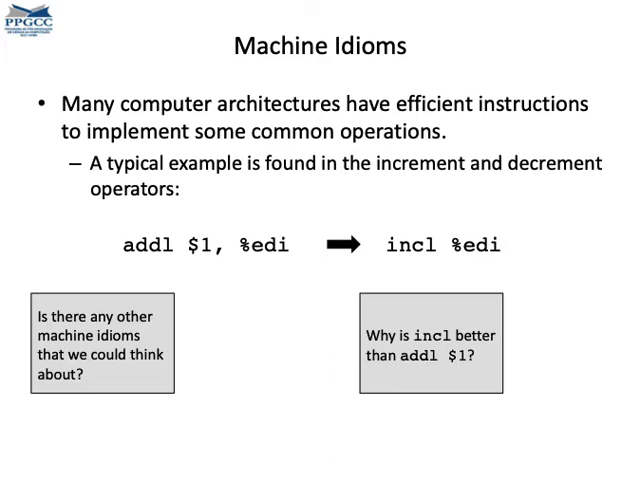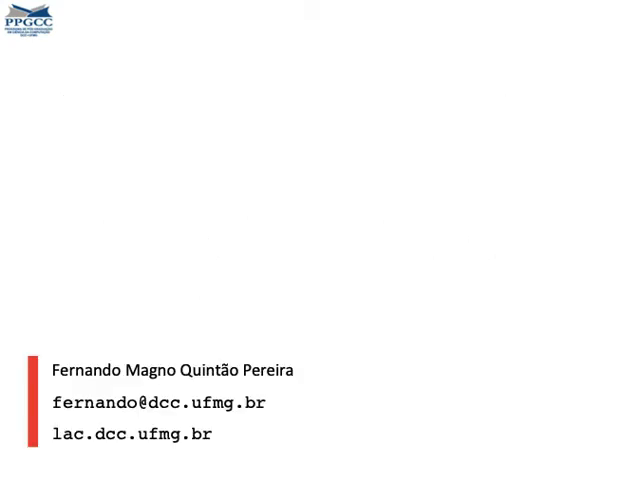And we can explore machine idioms to implement even more extensive forms of strength reduction. For instance, in the x86 architecture, we have inc, which is an instruction that adds 1 to a register. We can use it to replace simple additions whenever we know that one of the operands is the constant 1. Of course, there are many more machine idioms that we could explore. That was just an example.